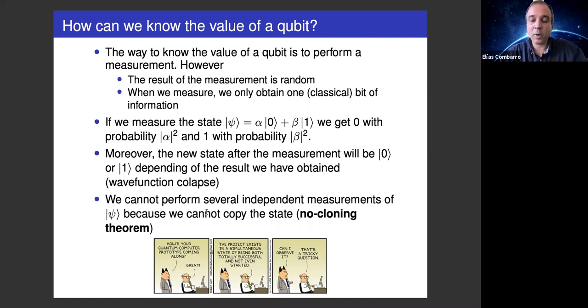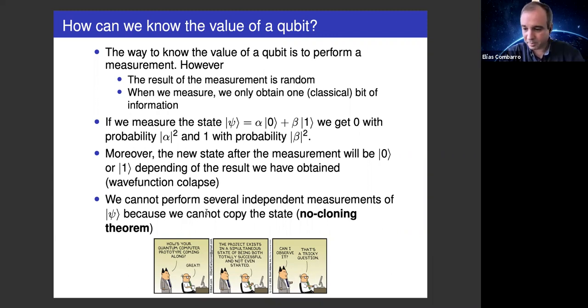You could think that maybe you can overcome this problem by not measuring the state directly, but first making a copy of this state and then measuring the copy. Then you can repeat this several times and obtain the values of alpha and beta. The problem is that it is quite easy to prove mathematically that this is not possible. This is what we call the no cloning theorem.